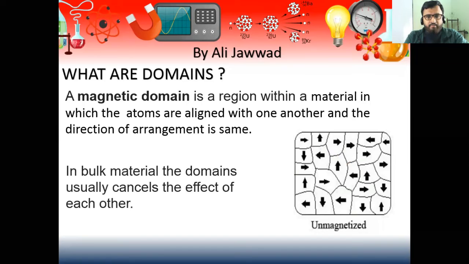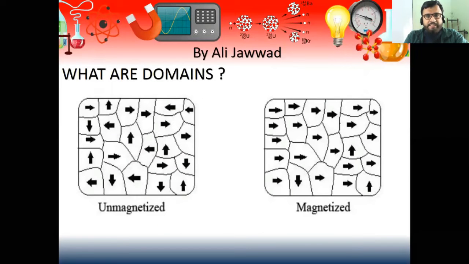However, when we talk about magnetized materials, it means that all the domains are aligned. They are aligned in such a manner that the direction of free electron movement is the same. If this is the case, then the material will start to behave as a magnet. So in terms of domains, you can draw these structures to represent unmagnetized material and magnetized material.